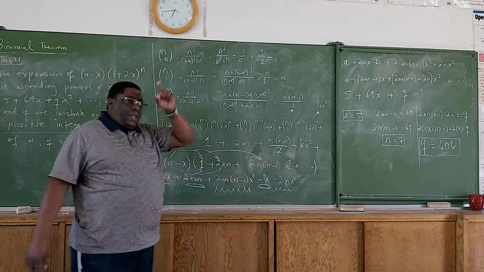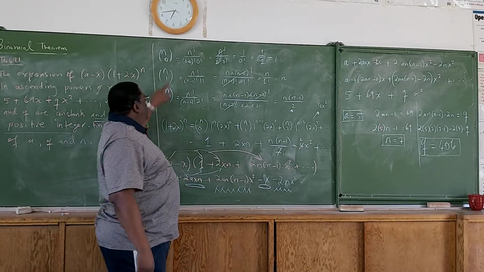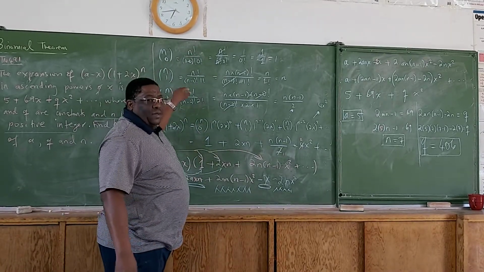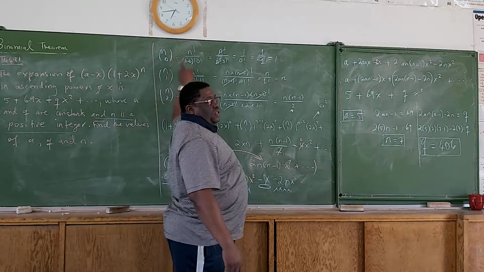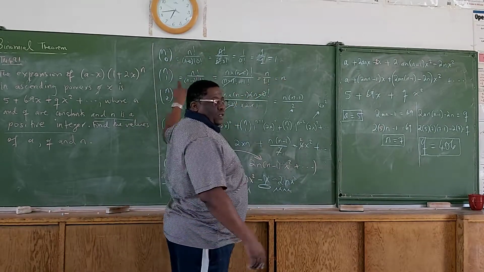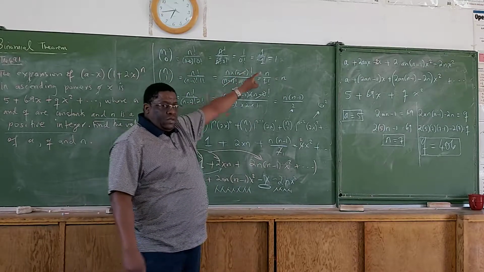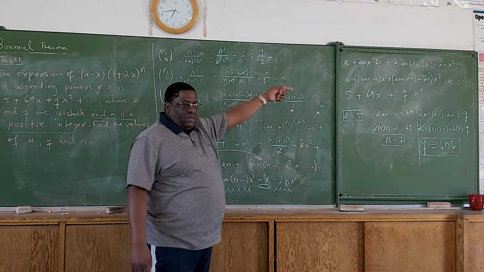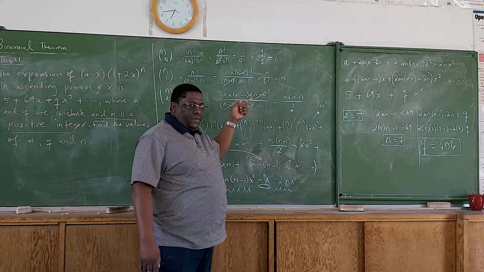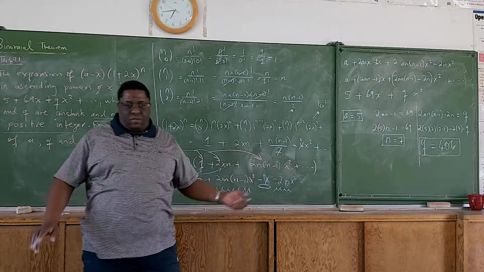Obviously now when I do the next one, I'm not going to do this. I hope you remember that nC0 is equal to 1, nC1 is equal to n, and nC2 is equal to n times (n minus 1) upon 2. That's all. Okay?